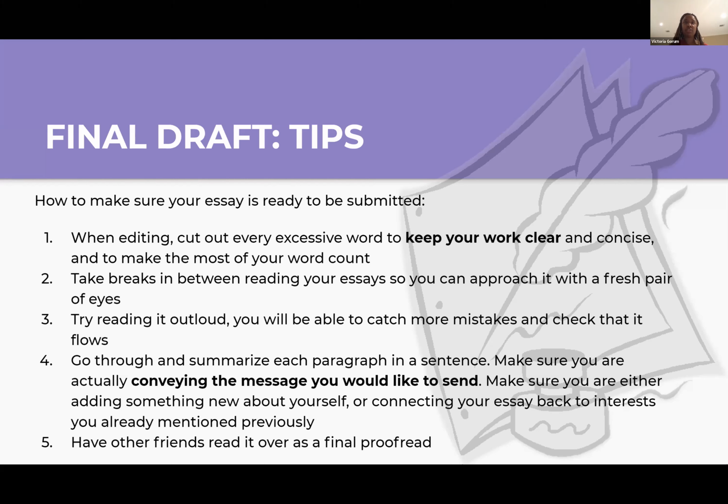This is a space to showcase each aspect of your personality. Or if you have been talking a lot about your extracurriculars, which have been highlighted in that section, you can use that essay to showcase that in a more personal and interactive light. And then also, as mentioned earlier, you can have other people read over your final draft.